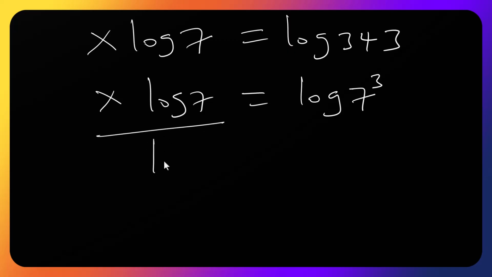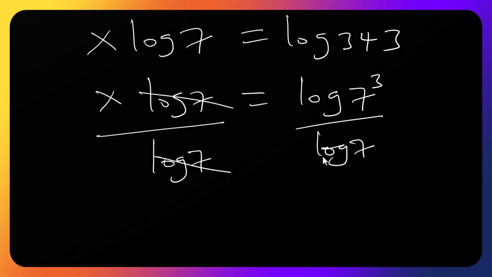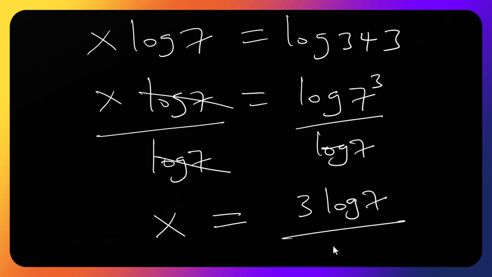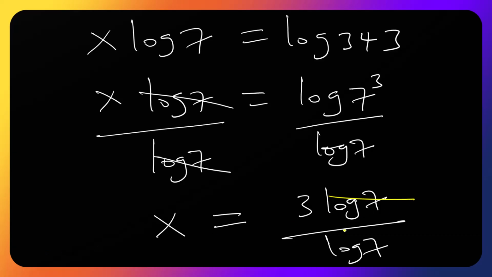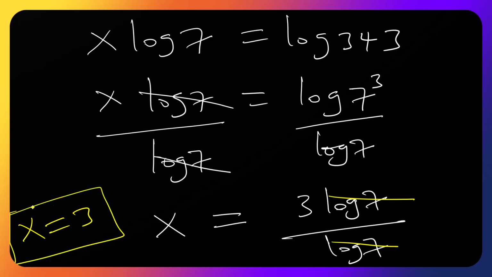Let's divide both sides by log 7. Log 7. This one will cancel. And remember, we have the numerator as 3 log 7 on log 7. So guess what? This one will cancel. So my x is straight away 3. Okay, that's the answer. All right.